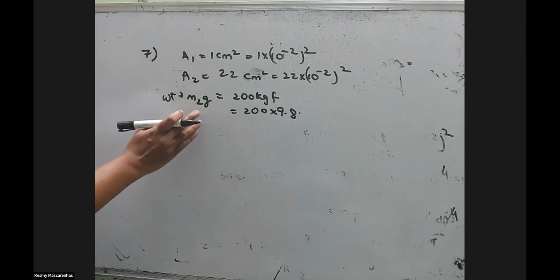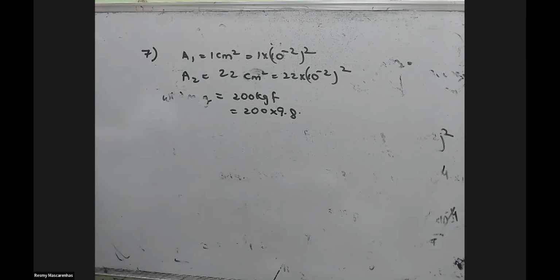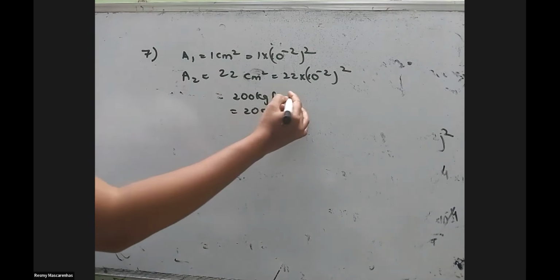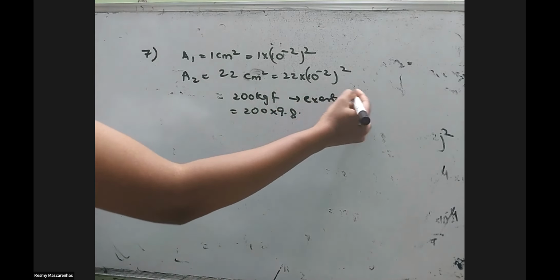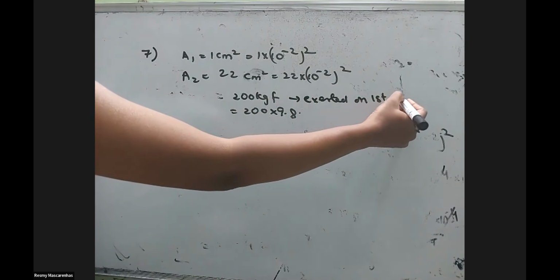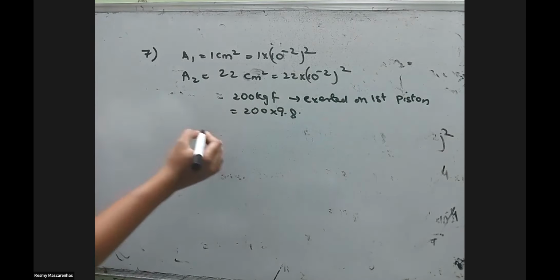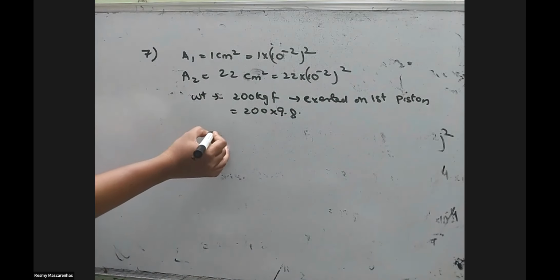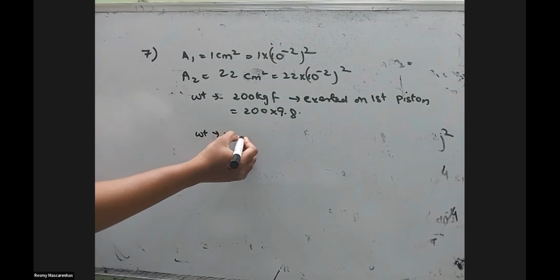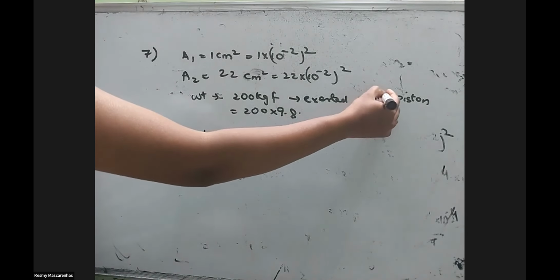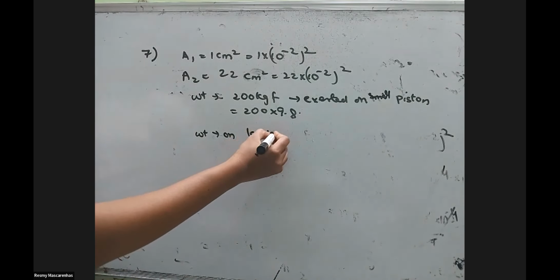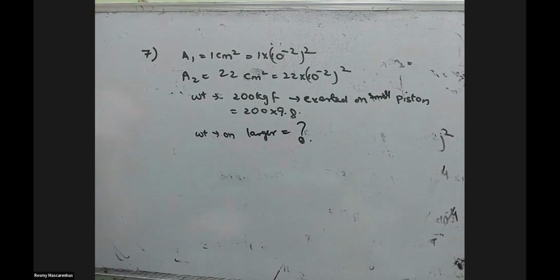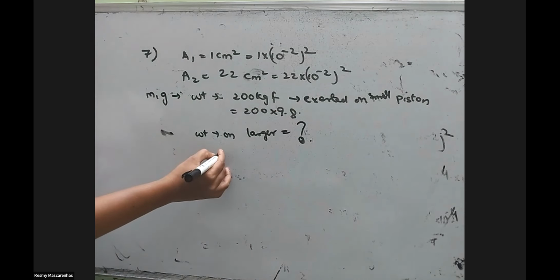Oh, this is already exerted on the first one. Just check the question. This is not of the second. This kgf is exerted on first piston has been given. Now weight on the smaller one is given. So weight on larger has been asked to find. So this is M1G and M2G has been asked to calculate.